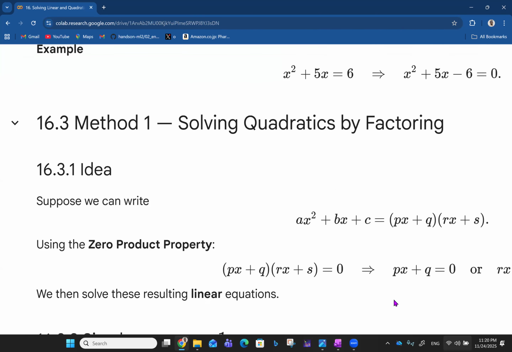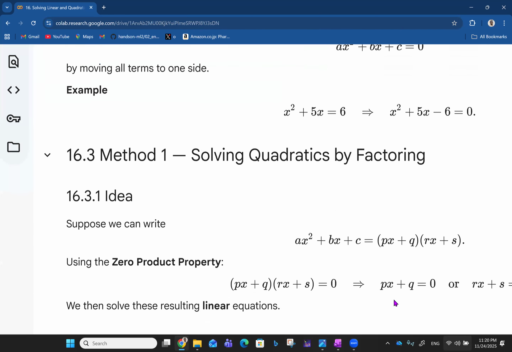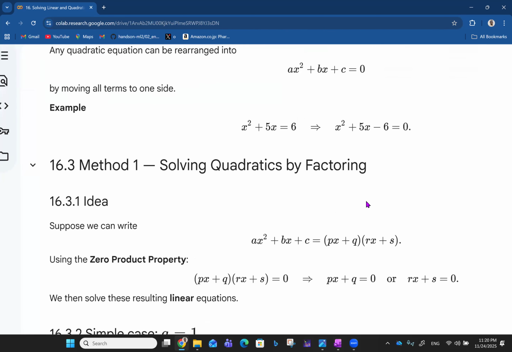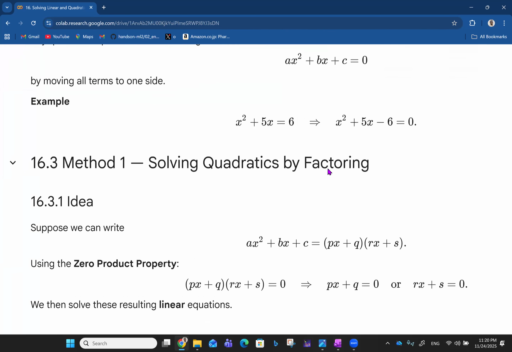So talking about method one for solving quadratics, you can solve quadratic equations by factoring, which we saw in previous videos. Suppose we can write ax squared plus bx plus c equals px plus q times rx plus s. Using the zero product property, which means that if the product of two factors is equal to 0, then either or both of the factors is 0. So px plus q times rx plus s equals 0 implies that px plus q is 0 or rx plus s is 0. So at least one of them must be 0. That's the zero product property.